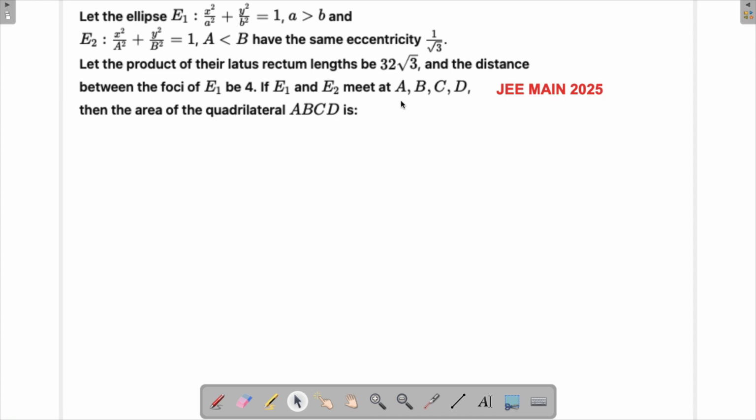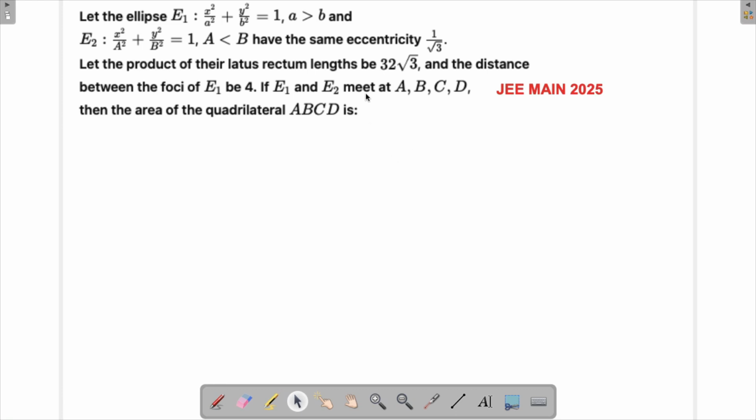All right, so let's solve a problem which appeared in JEE Main 2025. In this question, we have been given one ellipse with this equation, and another ellipse with this equation, and both of them have the same eccentricity. The next information is that the product of their latus rectum lengths is 32 root 3, and the distance between the foci of E1 is 4. If E1 and E2 meet at A, B, C, D, then the area of the quadrilateral ABCD is.